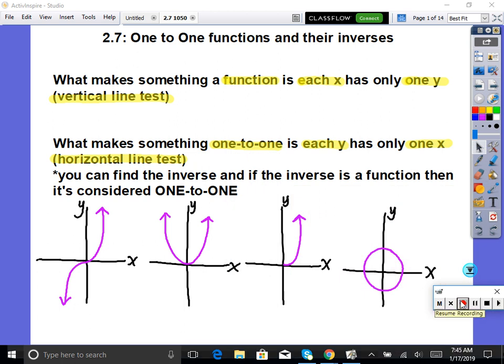Okay, so one-to-one functions and their inverses. We're going to be doing inverses of functions today, which we've learned before, and we've also learned what a one-to-one function is. So just a reminder of how things work.